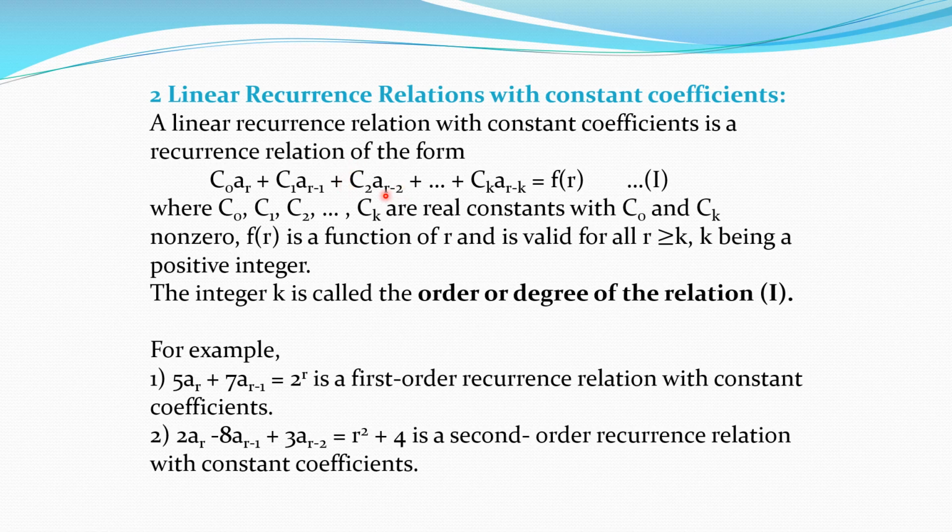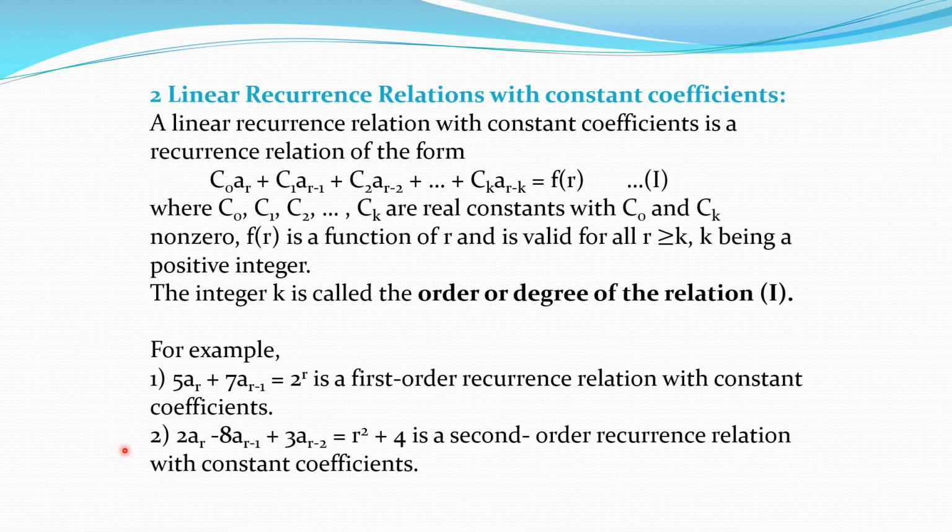But when the last term is Ck a_(r-k), it has degree k. It means we are going from a_r to a_(r-k). Then it has degree or order k. Now here only two terms are there, a_r and directly a_(r-1). So this is a linear recurrence relation of first order with constant coefficients.